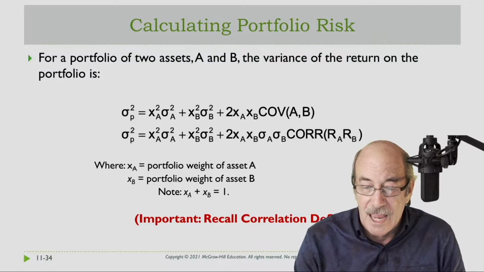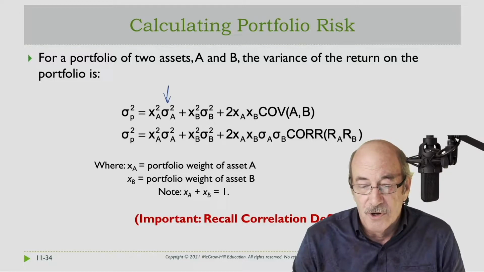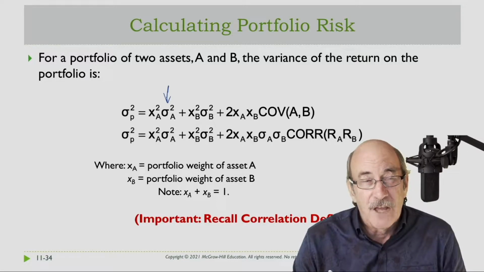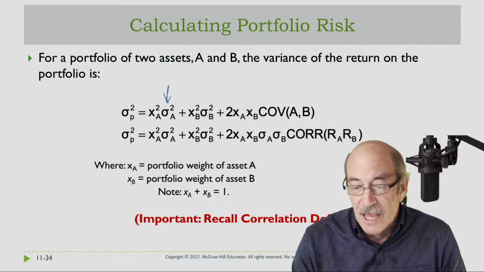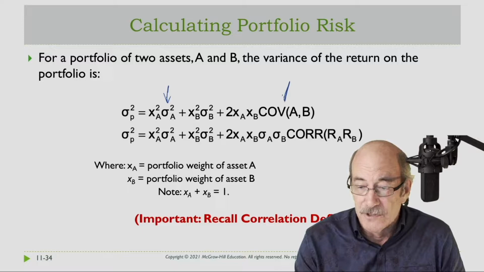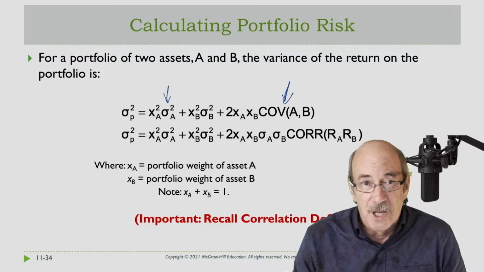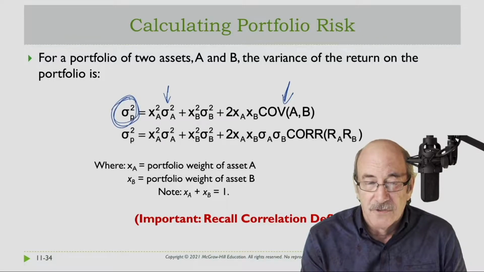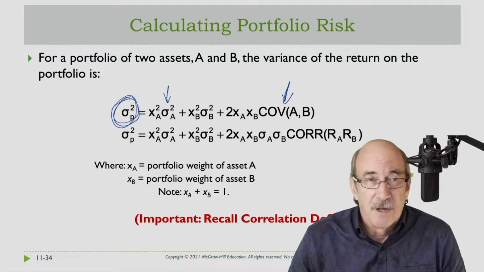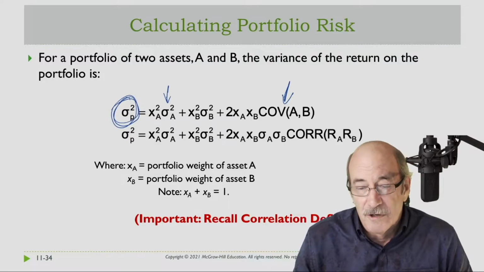So if I have a standard deviation or a variance on a security A, and I've got B as well, and I know the variance of B, and I also know the covariance between A and B, I can actually calculate the variance of the portfolio and take the square root of that, and that gives me the standard deviation of the portfolio.